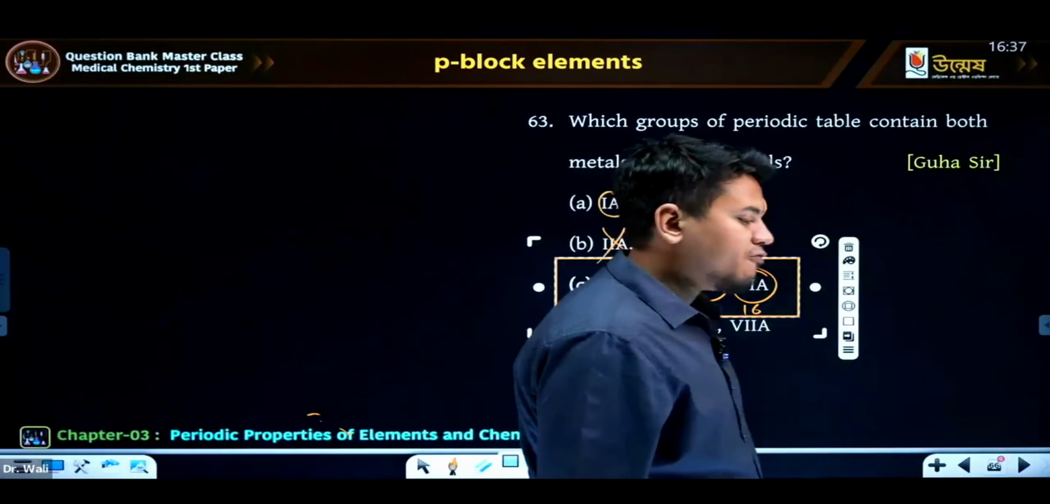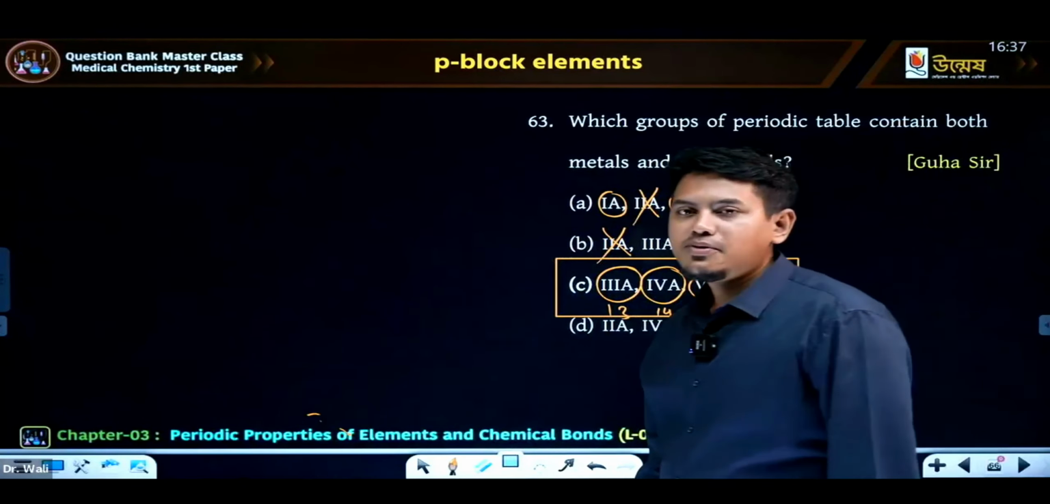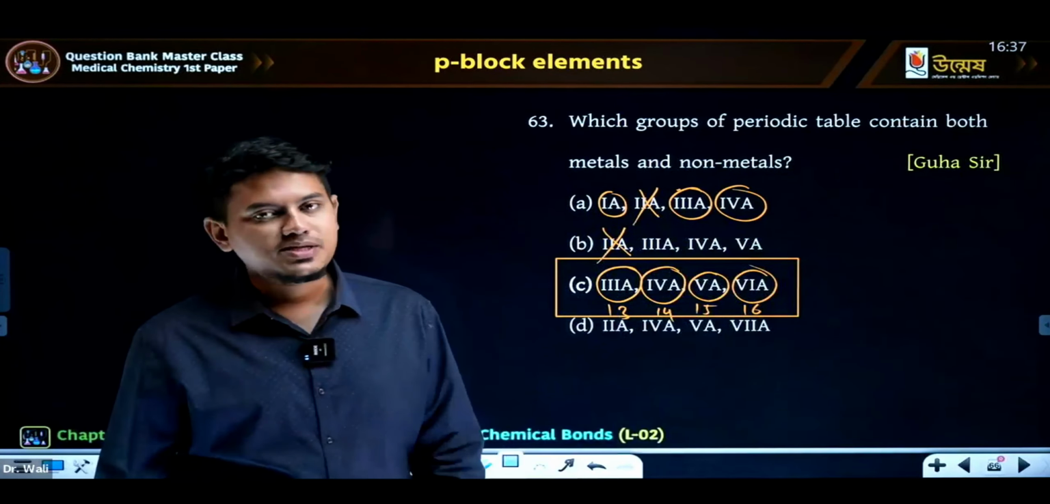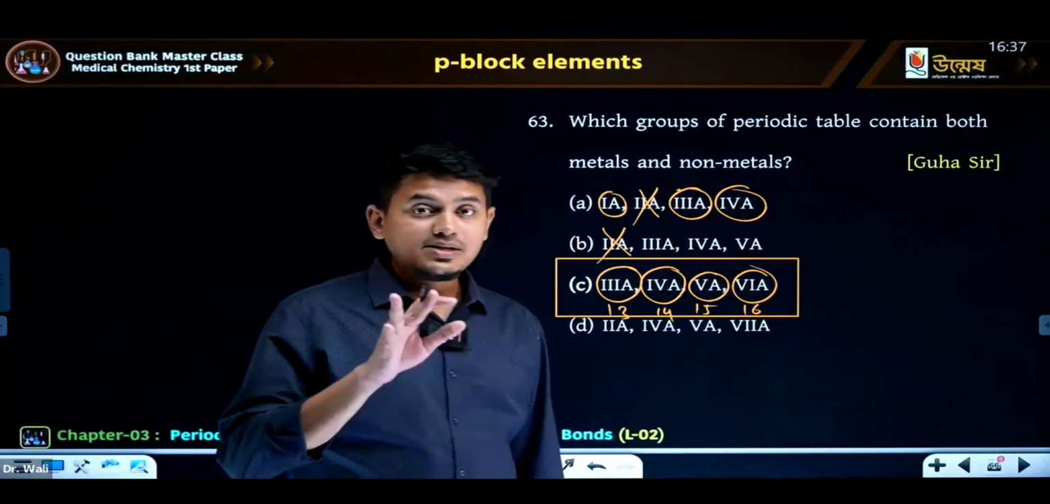Now, if I ask you which group of the p block does not carry any metal, what will be the answer? Actually, there are two groups in the p block which do not carry any metals. These are group 17 and group 18. Actually, group 16 also, no, there are metals in the bottom section.